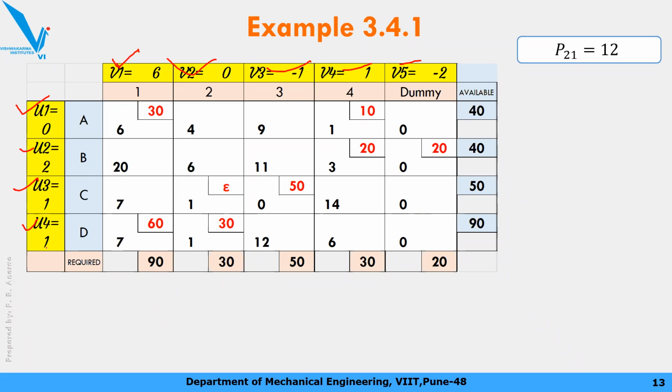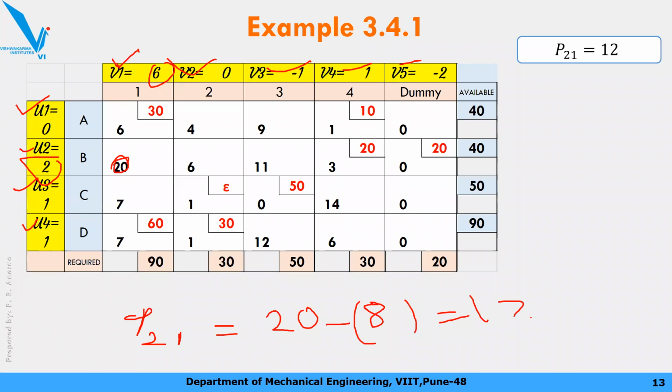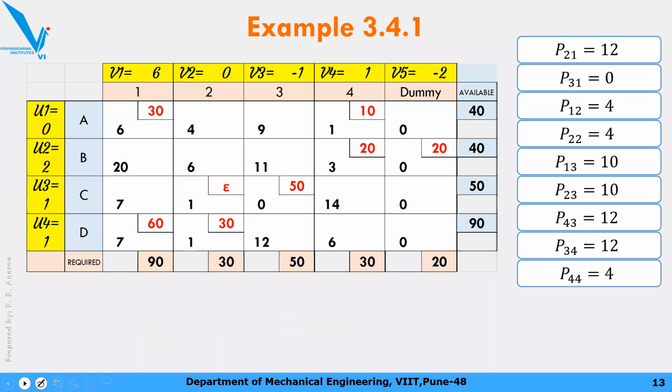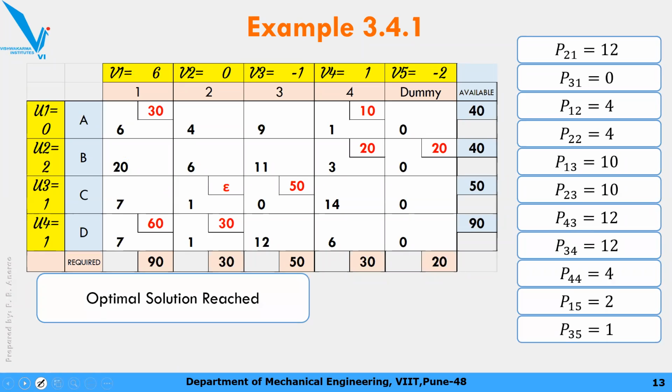So redo the calculation. If you calculate the penalty for an unoccupied cell like row number 2, column number 1, the cost is 20 minus (u plus v), where u is 2 and v is 6, so it will be 12, and so on. Like this, if you do the calculation for all cells, all penalties will be positive. As soon as all penalties are positive, you have reached the optimal solution. This will be your final answer. You need to stop here.